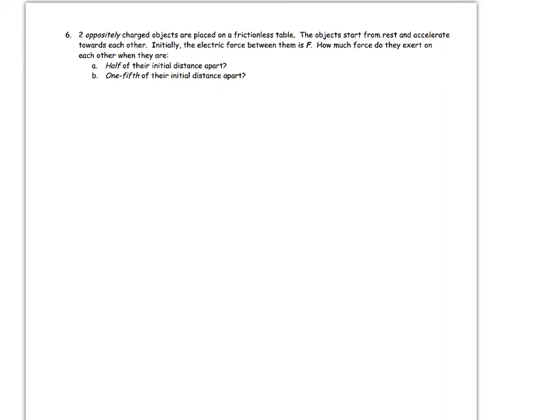For this next one, we have two oppositely charged objects. They're initially some distance away from each other, and they accelerate towards each other. We know the initial force between them is this quantity here, F, and we want to know how much force they exert on each other when they're half the distance apart and when they are 1/5 the distance apart. So we're going to set up our original situation and our new one. In both cases, we're thinking about Coulomb's law: Fe equals k q1 q2 over r squared.